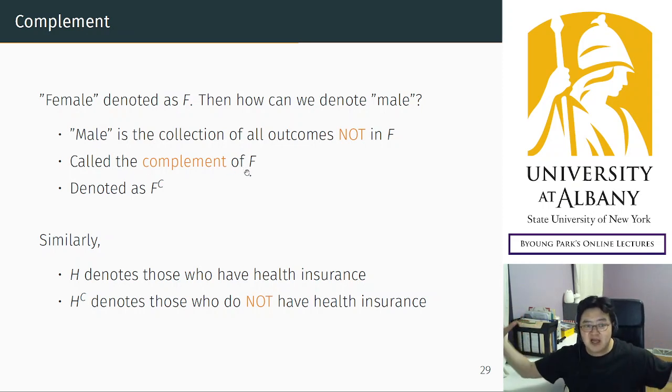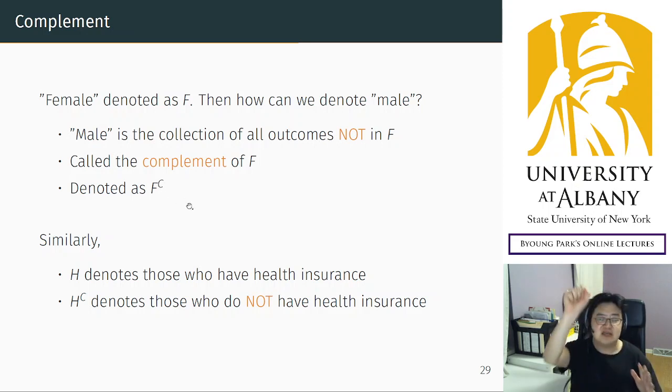So it collects everything not included in F. So we denote it as F complement, superscript C. So F^C is the notation for male. You do not need to define another notation for male. As long as you have female, then male will be automatically defined. Similarly, H is for those who have health insurance. Then H complement are those who do not have health insurance.